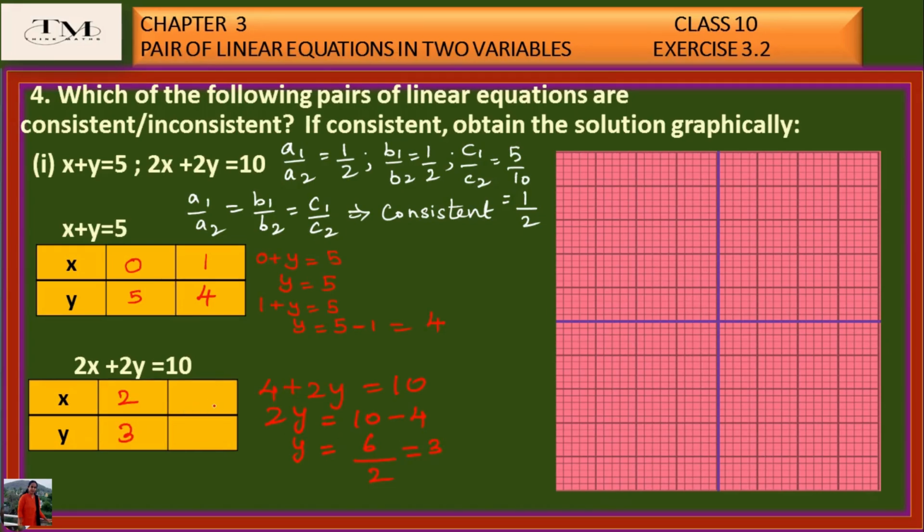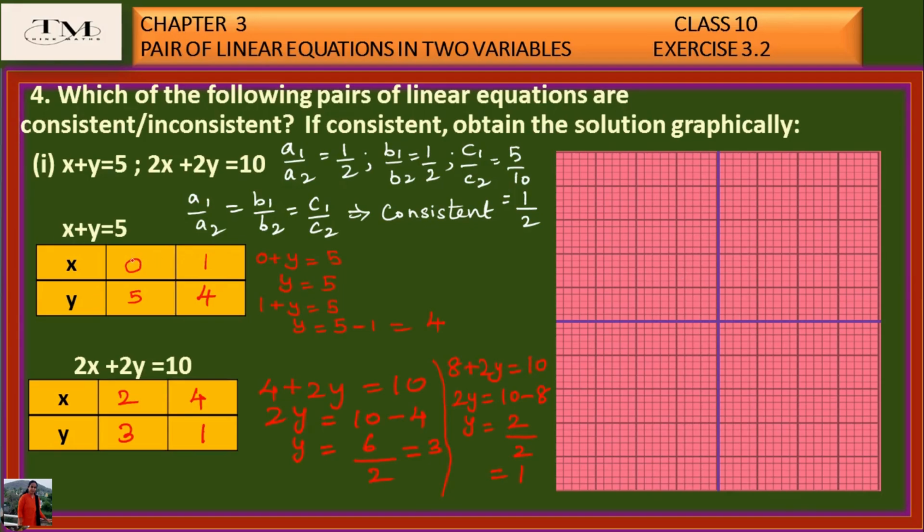So next I am going to take the value 4. Instead of x, you have to substitute 4. So 2 into 4 is 8. So 8 plus 2y equal to 10. Then 2y will be equal to 10 minus 8. Then y will be equal to 10 minus 8, which is 2. This 2 in product will become division, which is equal to 1. So we get the answer 1. So we found the coordinates. Now we have to plot them in a graph.